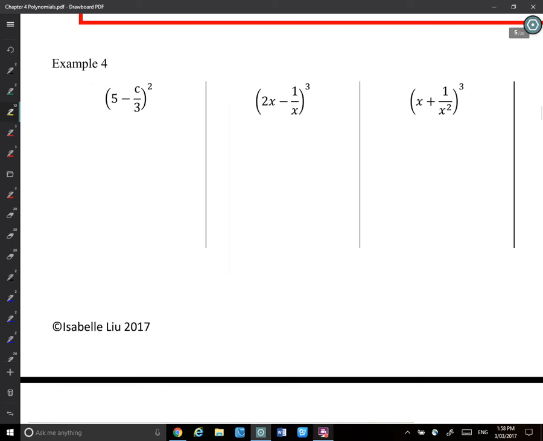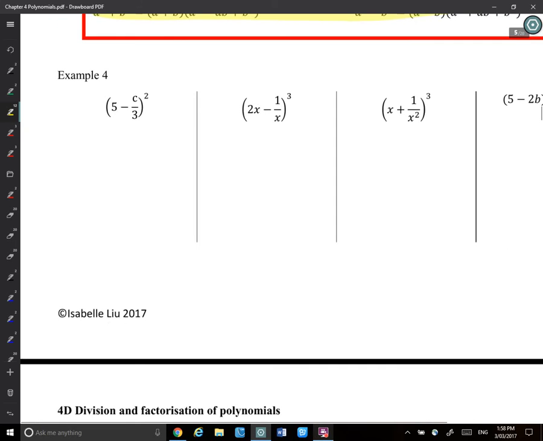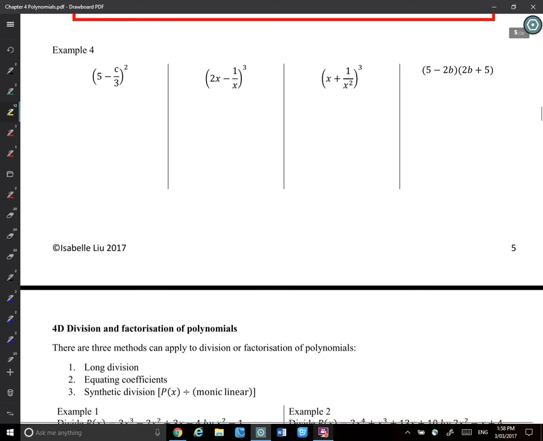And example 4 is too simple. I'm just going to skip example 4. You know how to expand.